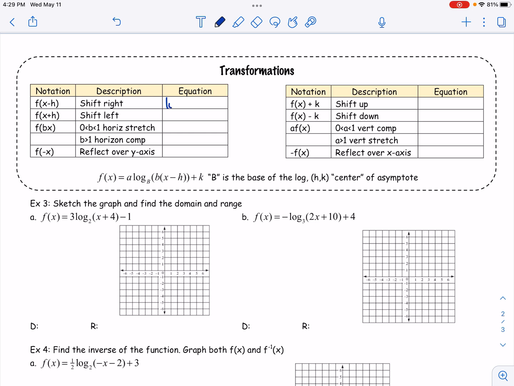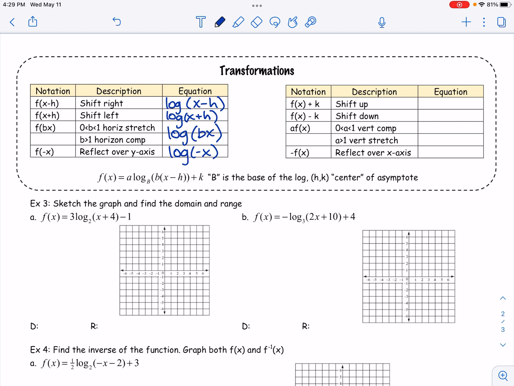So if I want to shift to the right, I'd see something like log of x minus some number. Shifting to the left, log of x plus some number. If I have a horizontal stretch or compression, it's going to look the same. It's just dependent on what that value of b is. That's going to look like log of some number times x in the argument. And then if I reflect over the y-axis, log of negative x as the argument. So all of those things happening inside the parentheses are horizontal.